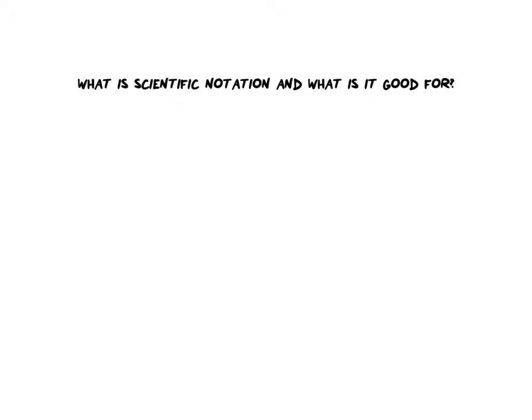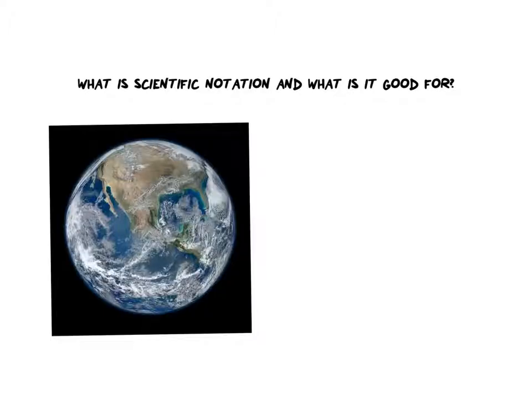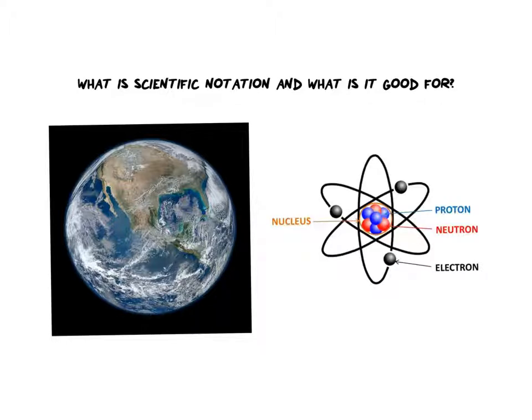So we're going to talk about what scientific notation is and what we use it for in math and science. In the world, there are some things that are really big, like the Earth or any other planet in space, and there are some things that are really small, like atoms and cells and grains of sand and stuff like that.